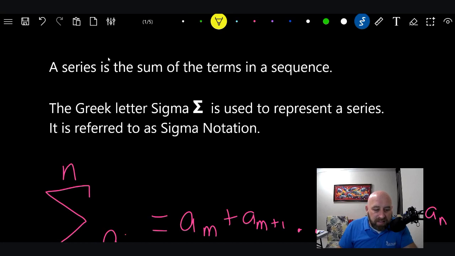A series is a sum. If you look down here at the screen, it says it's the sum of the terms in a sequence. So if you add the sequence up, it becomes a series. And that is, I guess, the mathematical definition.